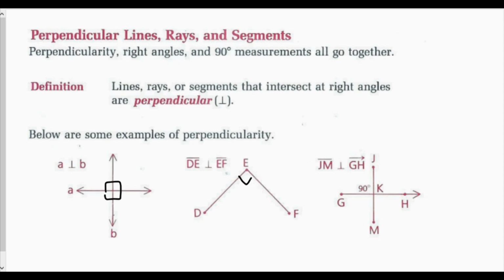And then my last, I have line segment JM is perpendicular to ray GH, making, again, all four of these angles right angles. Because if one angle of a straight angle is a right angle, then the other angle of a straight angle has to be a right angle as well. Because we know straight angles are supplementary, meaning they add up to 180. 180 minus 90 is 90.